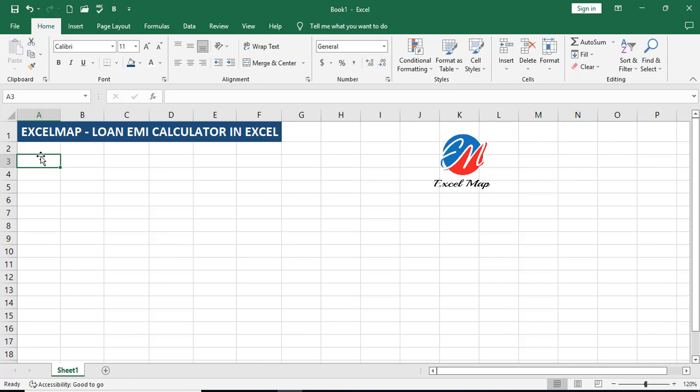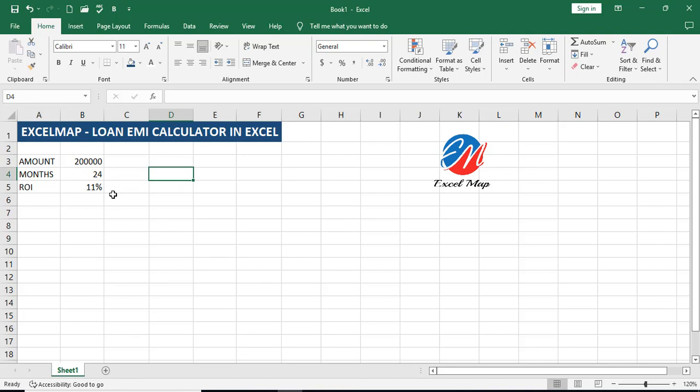Here, first we'll take some values like amount and months, rate of interest. Here I'm taking 2 lakhs and number of months 24, rate of interest 11%. For this we'll calculate the EMI.